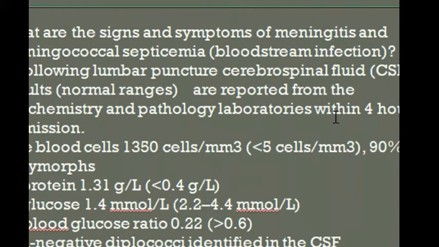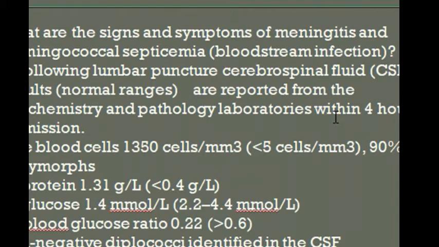Furthermore, physical examination should also include the testing of Kernig's and Brudzinski's signs. Kernig's sign is positive when extension of the knee produces resistance or pain in the lower back or posterior thigh when the patient is lying in a supine position. While passive neck flexion producing a flexion of knees and hips indicates the presence of Brudzinski's sign.